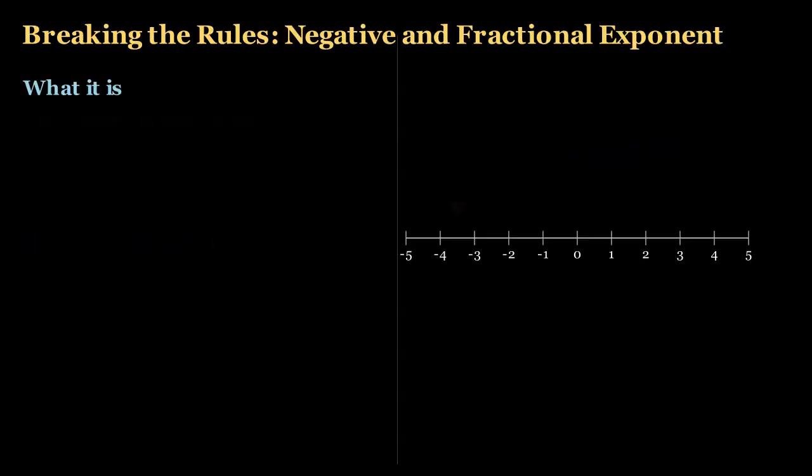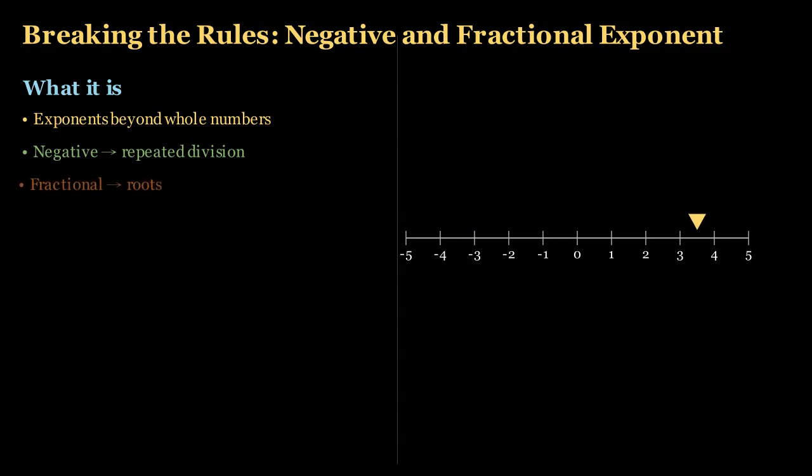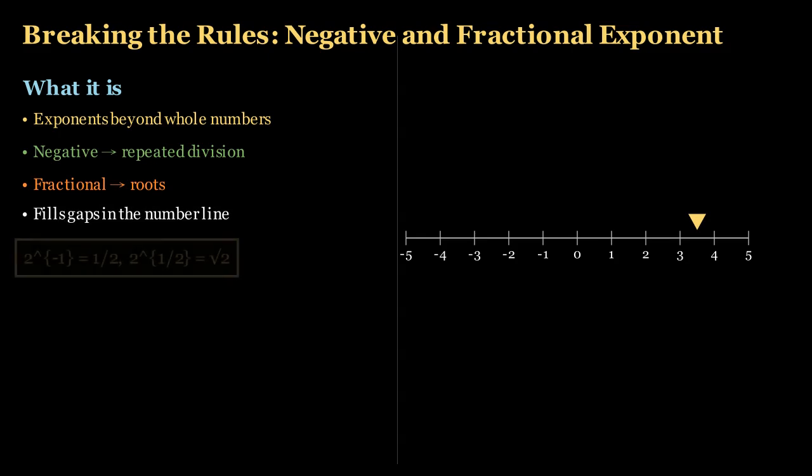We already know that a positive whole number exponent, like 2 to the 3, means multiply 3 copies of 2 together. But what if the exponent is negative, like 2 to the minus 1? Or a fraction, like 2 to the half? These aren't repeated multiplication anymore. You can't multiply half a copy of something. So we need to extend the definition.